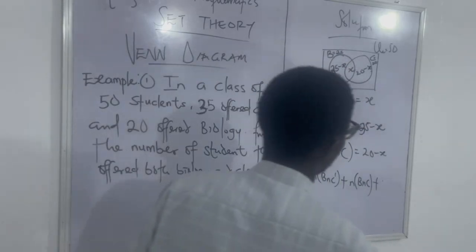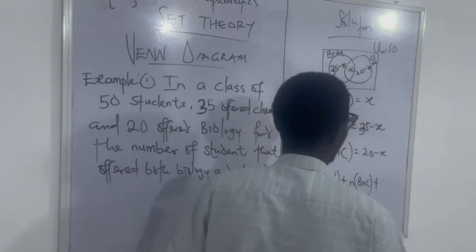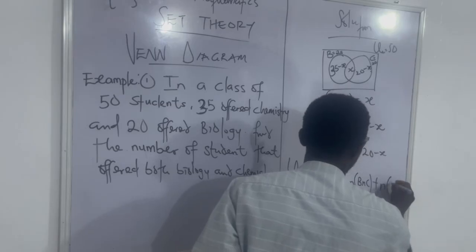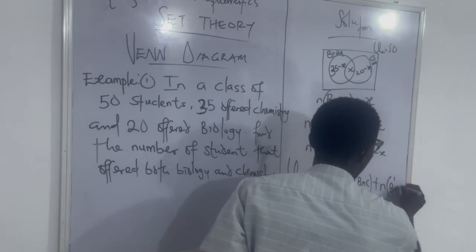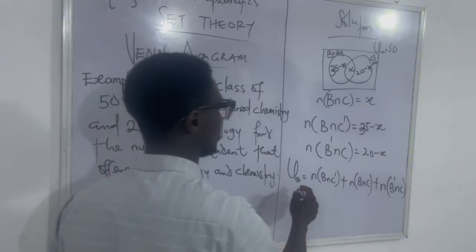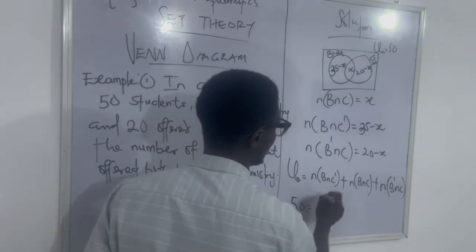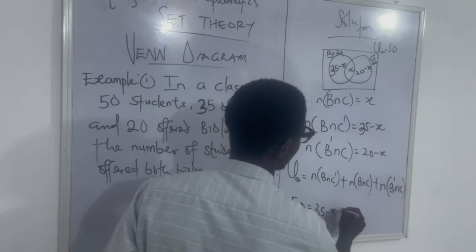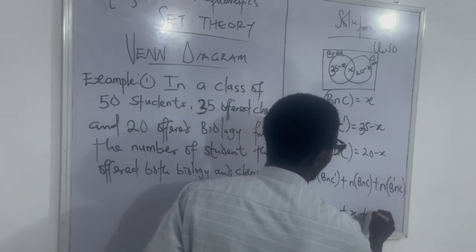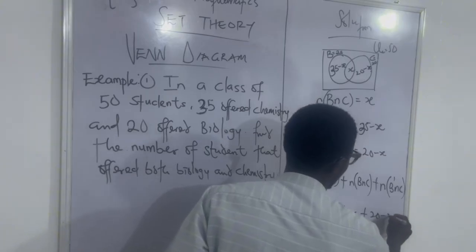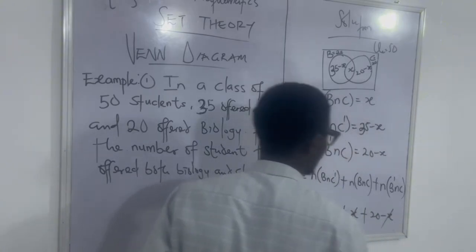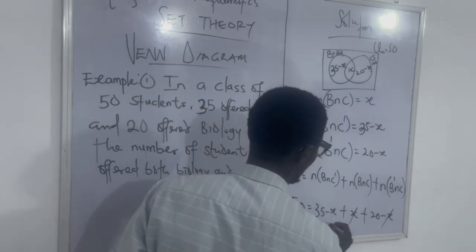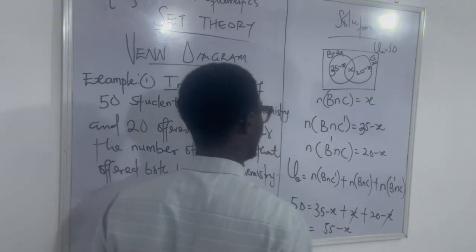So are we together? So now, this will be number of only chemistry. That's biology complement. So 50 equals to 35 minus x plus x plus 20 minus x. This cancels this. Are we together? So this is 50 equals to 55 minus x.